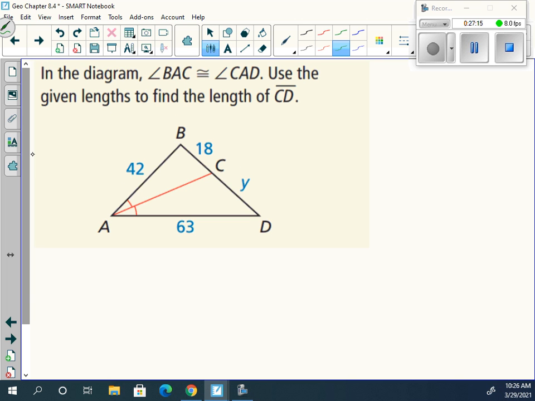Okay, this one here, they tell us that the angle is being bisected. In the diagram, BAC is congruent to CAD. Use the given lengths to find the length of CD. Now this here, we've gotten all four measures, or at least three of them, and we need to solve for the missing one. So how would we set this up?